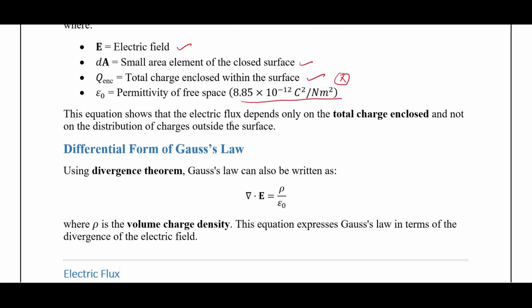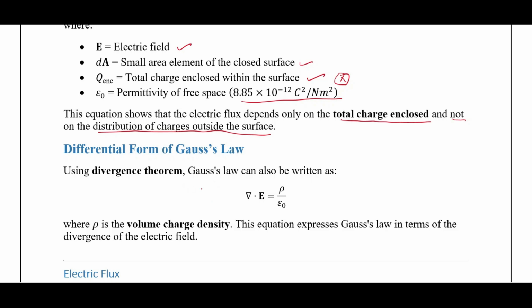So the electric flux depends only on the total charge enclosed, and not on the distribution of charge outside the surface. Okay, the flux will depend only on the total charge enclosed within the surface, not outside the surface. These are the important points.